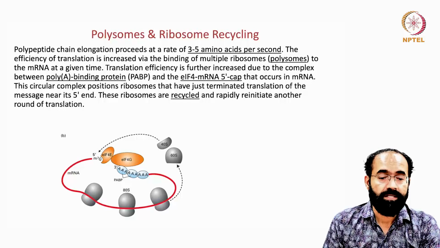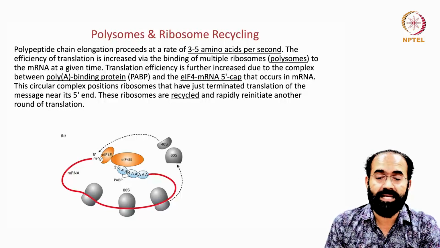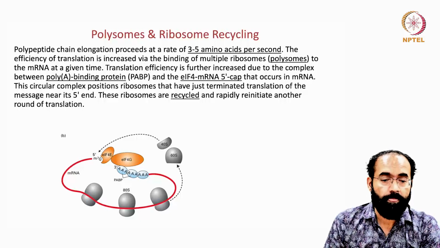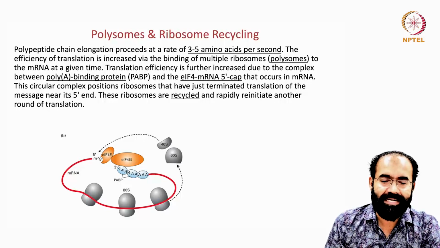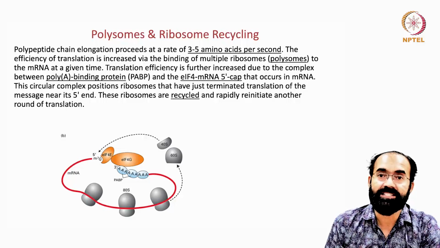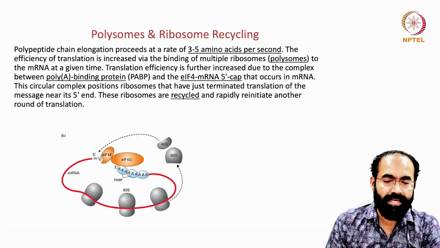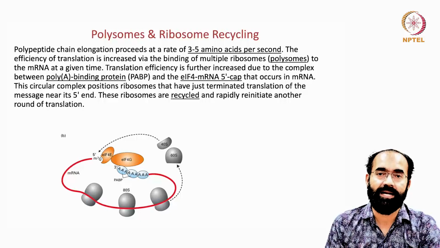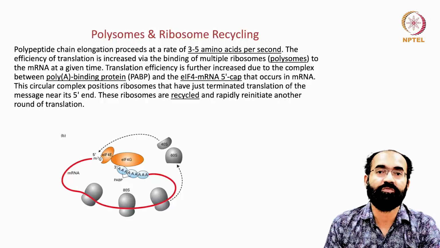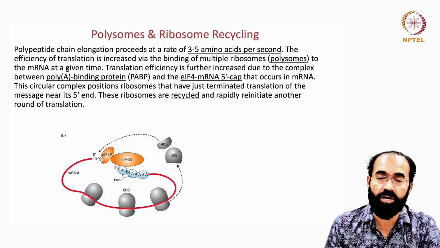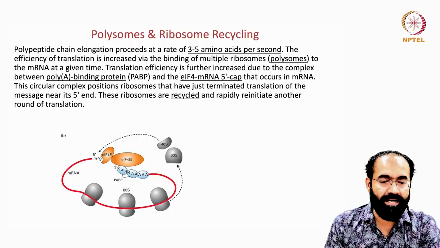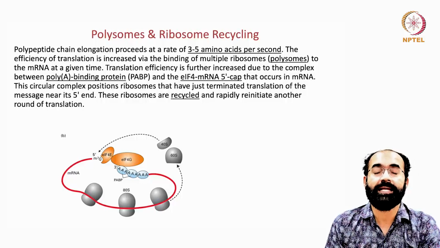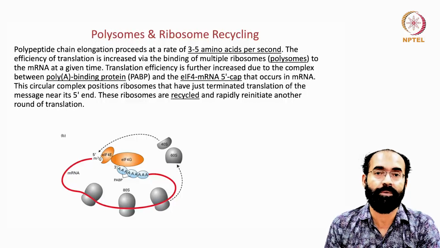Now let us see what happens finally: the polysomes and ribosome recycling. Polypeptide chain elongation proceeds at a rate of 3 to 5 amino acids per second. The efficiency of translation is increased via the binding of multiple ribosomes per mRNA, and we call it polysomes. Instead of one ribosome, you can have a second, third, fourth, fifth on the same mRNA, and we call these polysomes, present on the mRNA at a given time. So one mRNA can continuously produce multiple polypeptides.